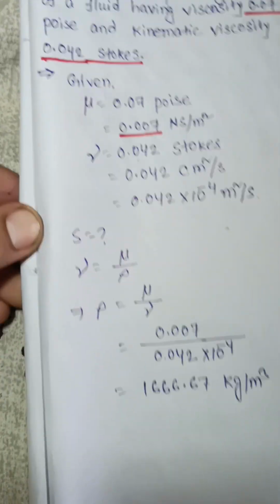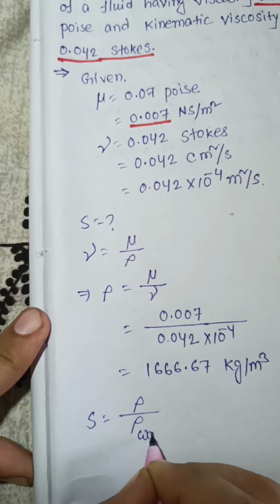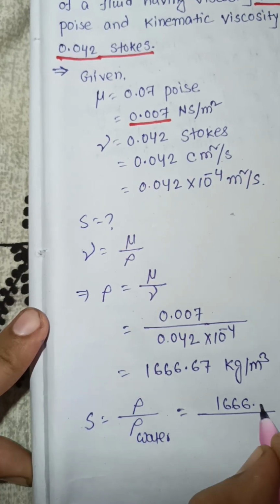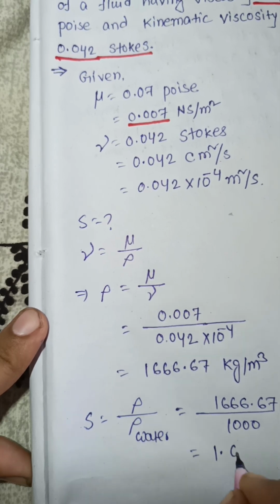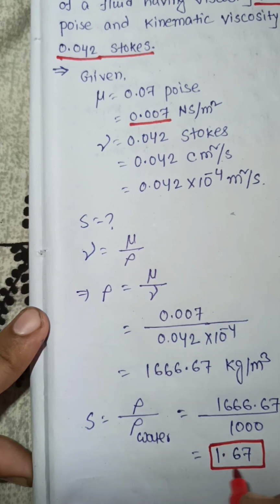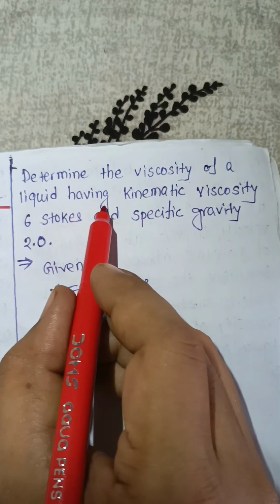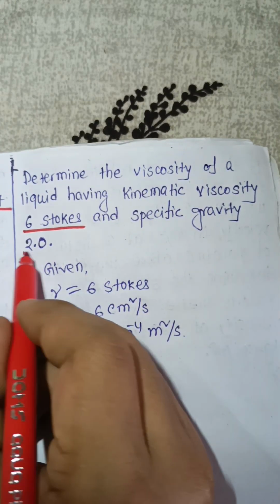Okay. Now if you want to calculate the specific gravity, that is density of fluid by density of standard fluid, that is density of water. So 166.67 divided by 1000. If you calculate this value, it will be 1.67. So the specific gravity answer will be 1.67. There is no unit. Determine the viscosity of a liquid having kinematic viscosity 6 Stokes and specific gravity 2.0.